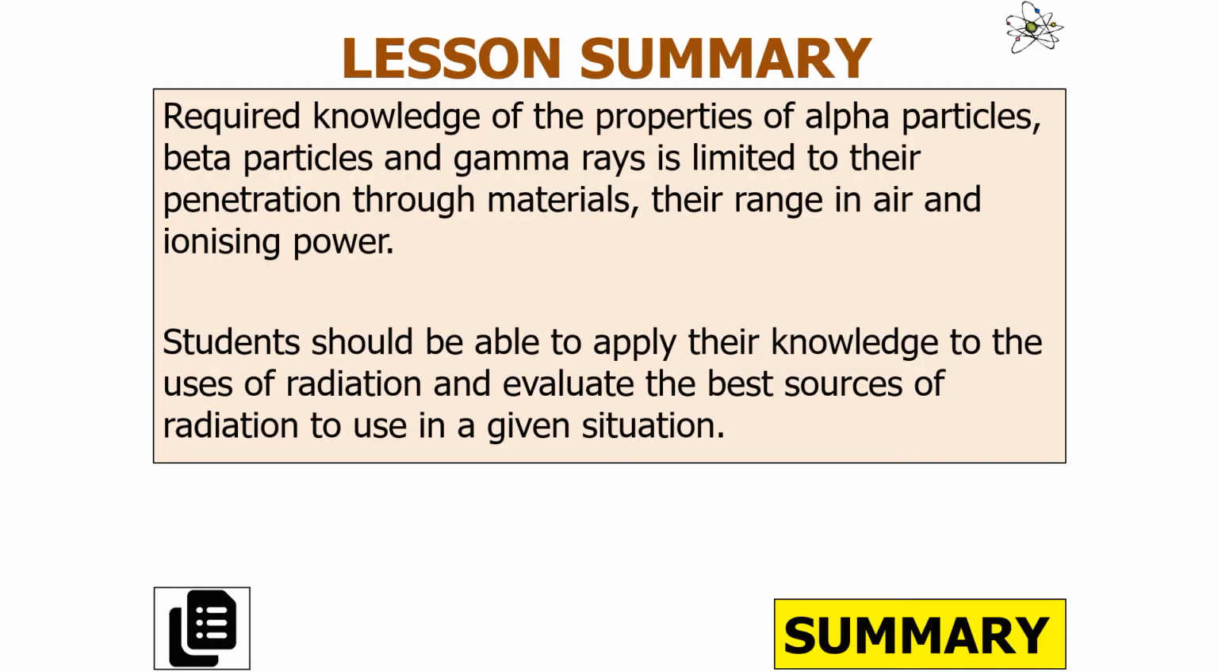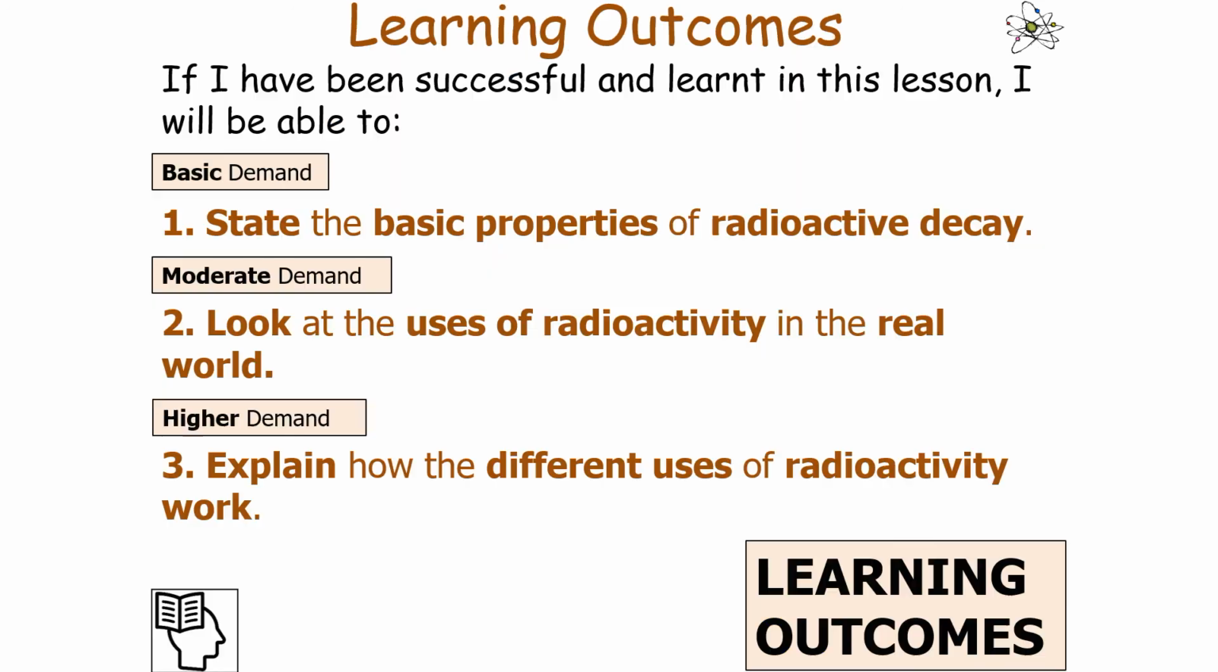So let's summarize what we've looked at in today's lesson. We should hopefully have a required knowledge of the properties of alpha particles, beta particles and gamma rays, which is limited to their penetration through materials, their range in air and their ionizing power. And you should be able to apply your knowledge of these radiations to understand when we use them in different situations. So if we've been successful and learnt in today's lesson, we should be able to state the basic properties of radioactive decay, look at the uses of radioactivity in the real world, and explain how the different uses of radioactivity work.